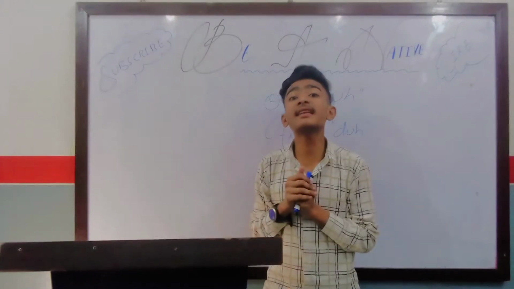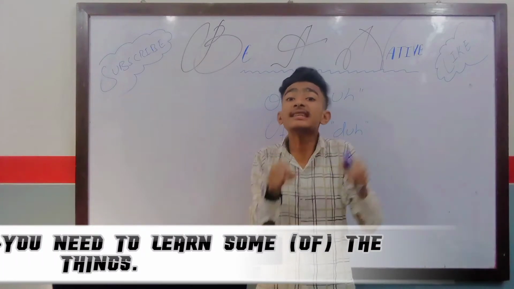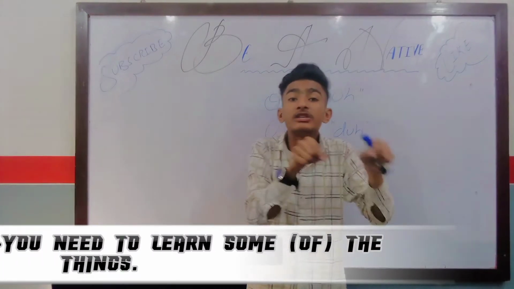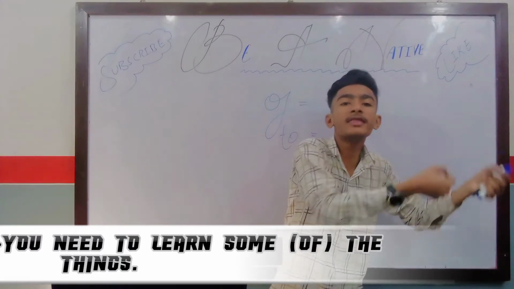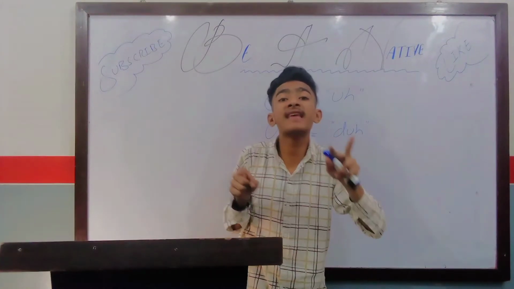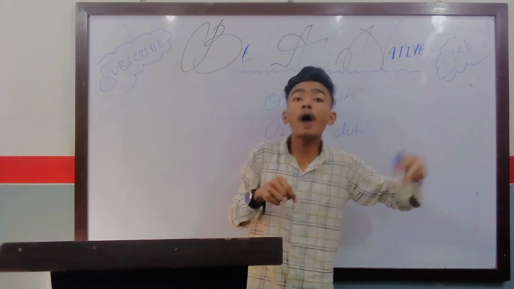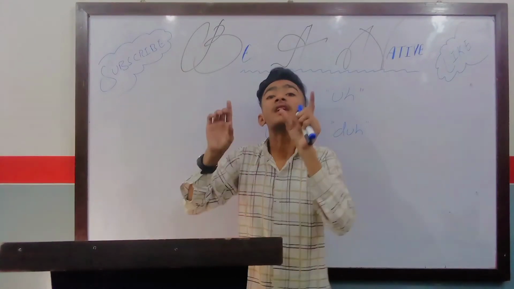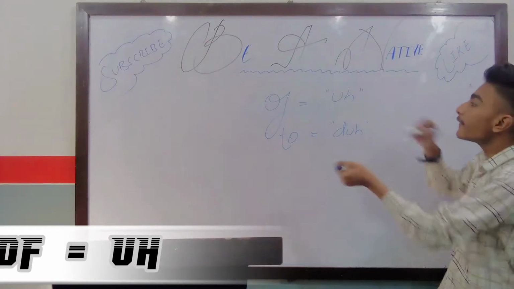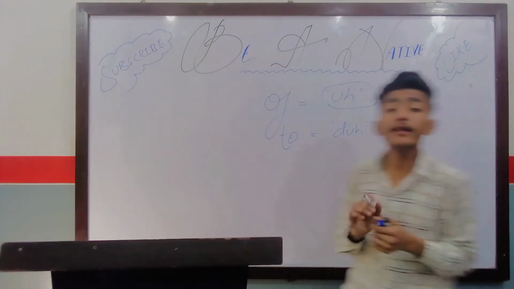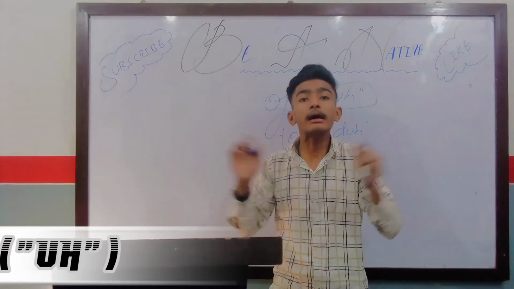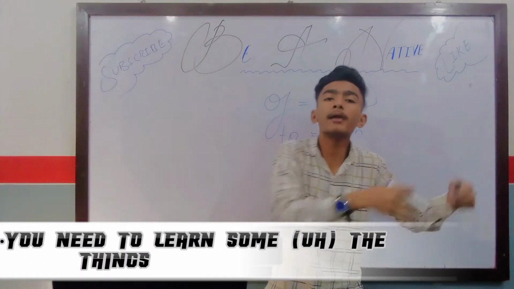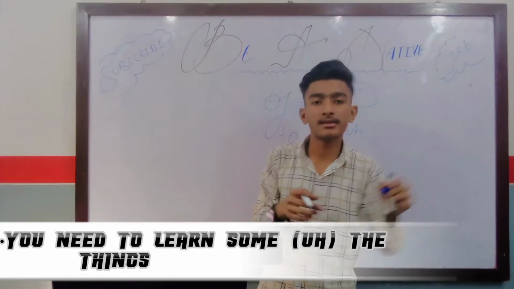For example, I'm making a sentence: you need to learn some of the things. Here you can focus on the sentence. It's written "some of the things", with the word "of" in it. So what you need to do is just replace the word "of" with the "uh" sound. So it'll be sounding like "you need to learn some other things." You need to learn some of the things.